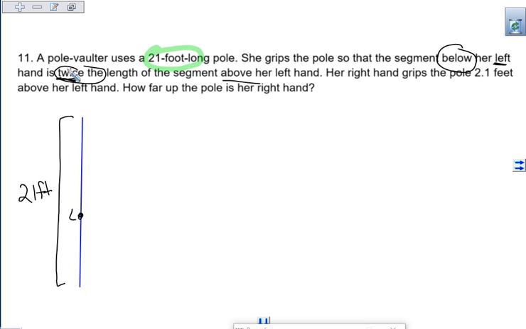So twice the length means 2x. So from here to here is 2x. Here to here is x. Her right hand grips the pole 2.1 feet above her left hand. So her right hand is here, and in between those two hands is 2.1 feet. How far up the pole is her right hand? Okay, so how would we set this up?